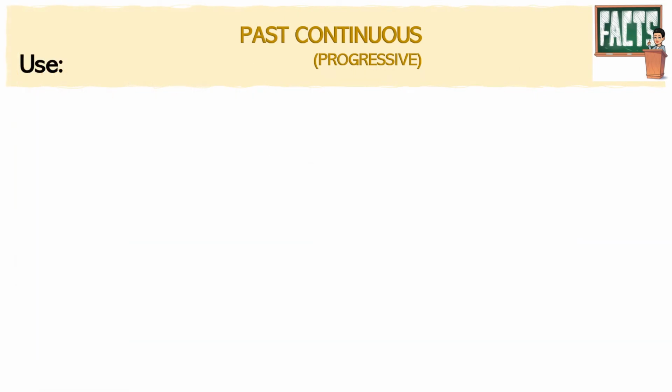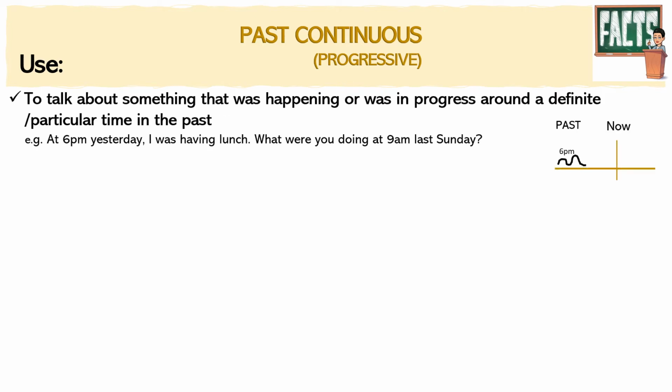Let's find out when we use past continuous in English. When you want to talk about something that was happening or was in progress around a definite or particular time in the past. For example, at 6 p.m. yesterday, I was having lunch. What were you doing at 9 a.m. last Sunday? You've got a timeline to help you understand this use.